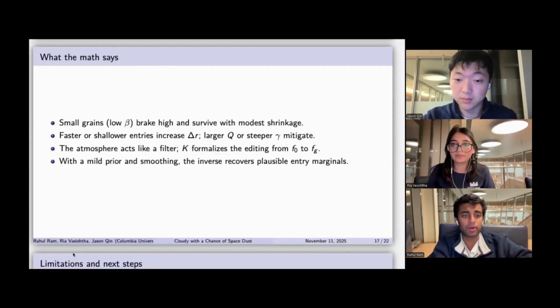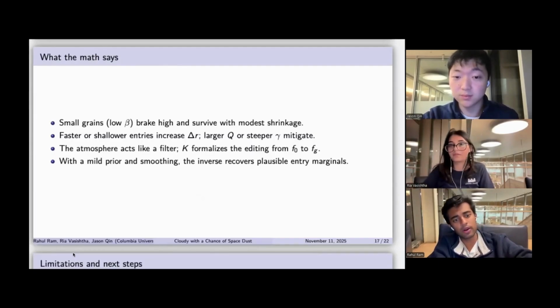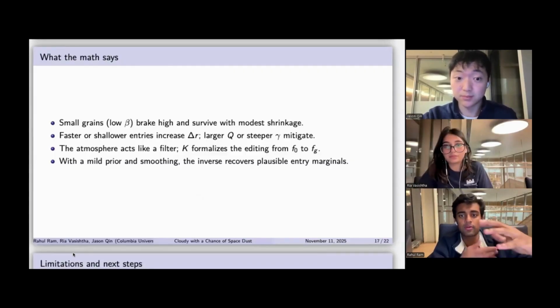Small grains with low beta break high and survive with modest shrinkage. Faster or shallower entries increase delta R, and a higher Q or steeper gamma reduces it. In simple terms, K formalizes how the atmosphere edits the incoming population into the ground population FG. With mild regularization, the inversion retrieves believable entry distributions.